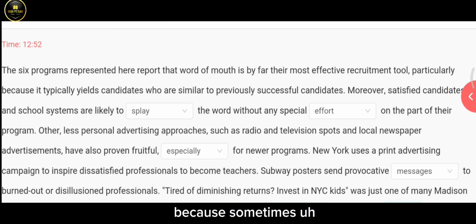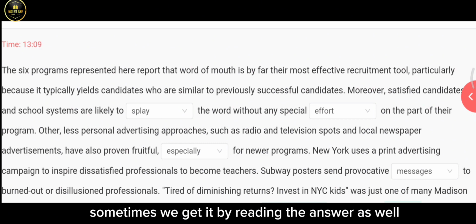Because sometimes, at this moment I was trying to be a writer, and when I am done, I'll be trying to become a reader for that. So try to be a reader rather than just writing and making sure by yourself that your answer is correct. Sometimes we get it by reading the answer as well, by the sense.